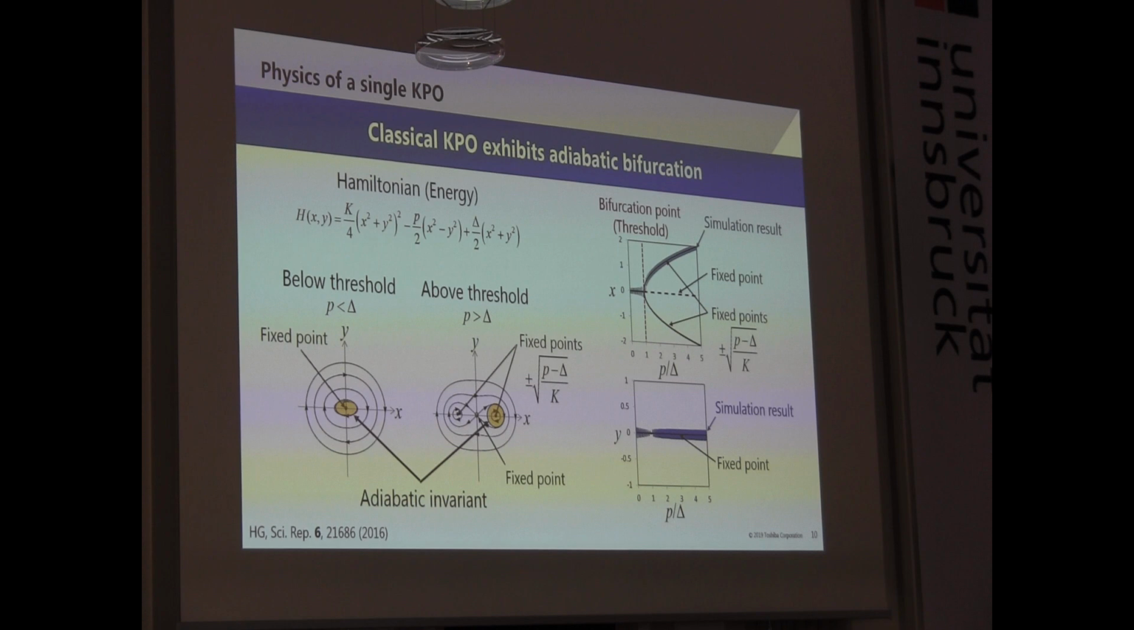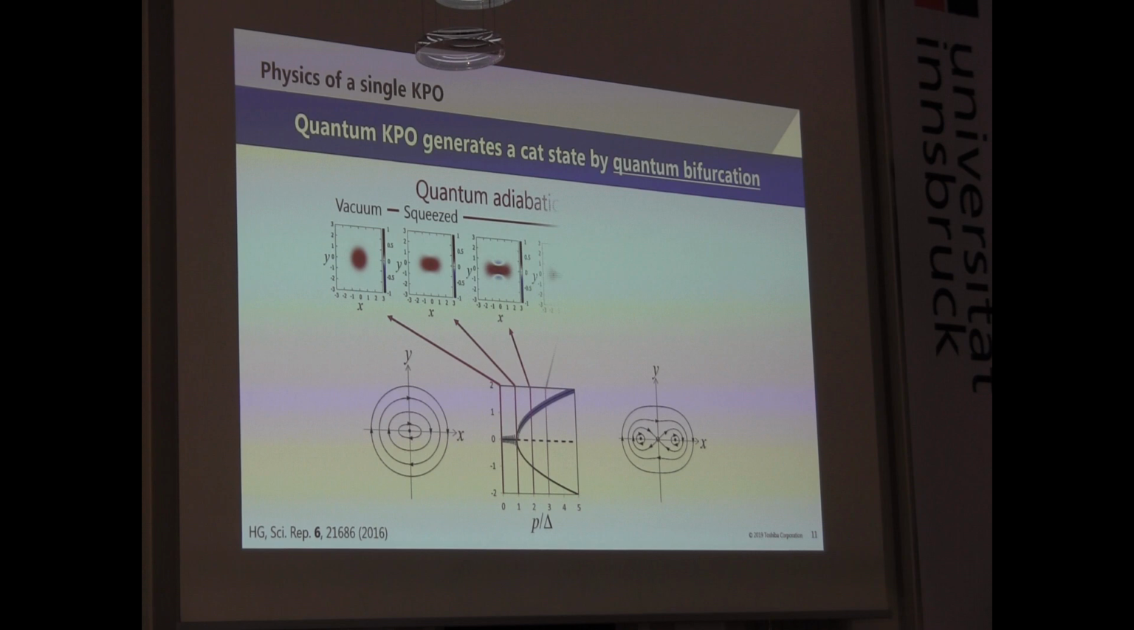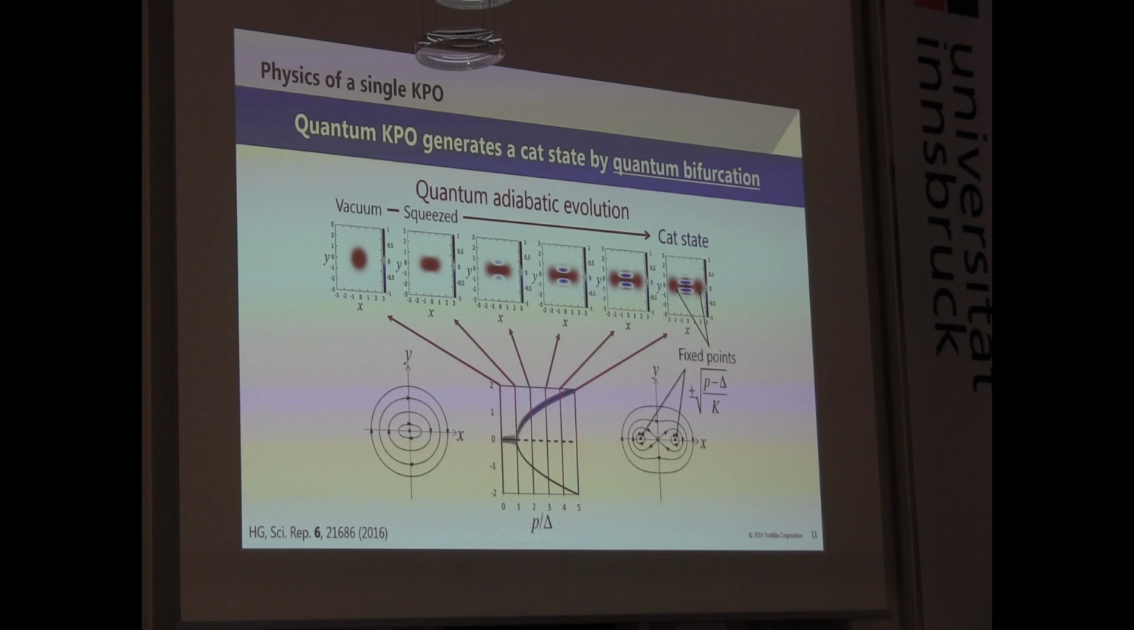Okay, this is classical dynamics, and the quantum dynamics becomes like this. We start with vacuum state and increase the pump rate gradually. Then, at the end, we get a cat state. And interestingly, the cat state is a quantum superposition of two coherent states, exactly corresponding to the classical fixed points. So in other words, the quantum system can follow both the branches as a quantum superposition. So I refer to this interesting phenomenon as a quantum bifurcation.